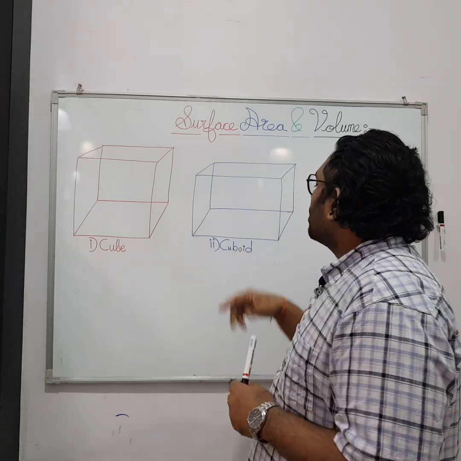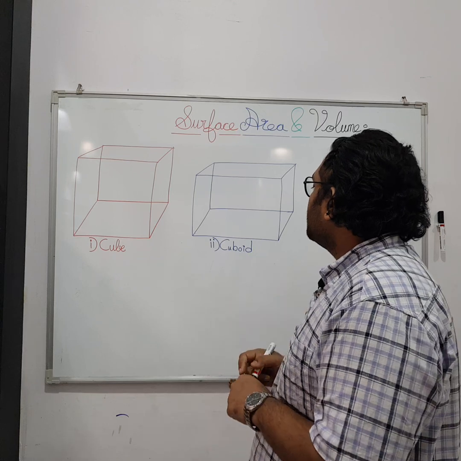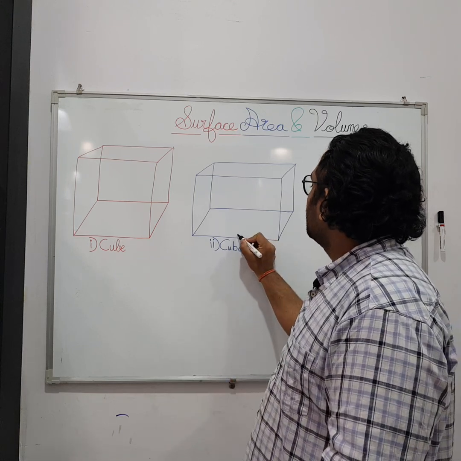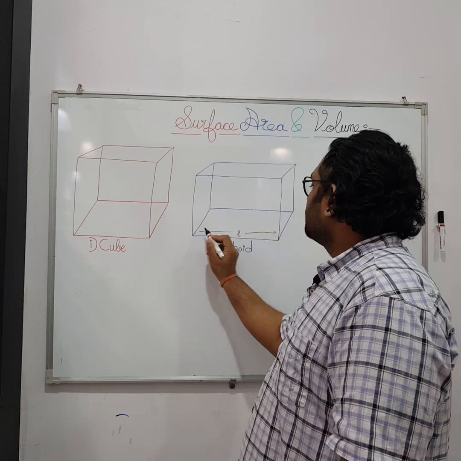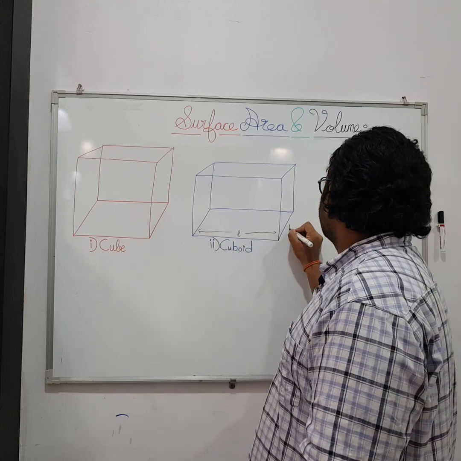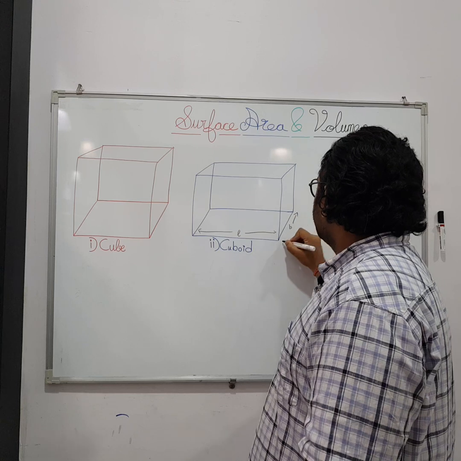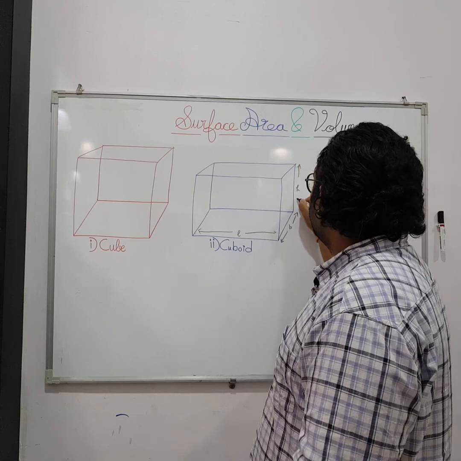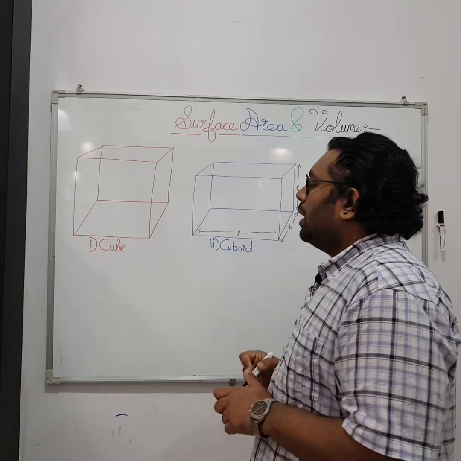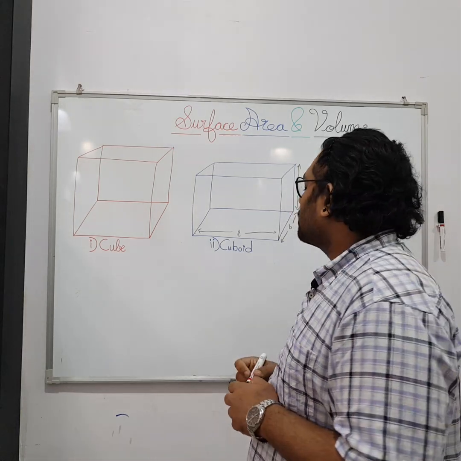Let's talk about the very first one, that is a cuboid. As you can see over here, this is the length of the cuboid, whereas this is the breadth and this is the height of the cuboid. Let us first discuss the volume of a cuboid.